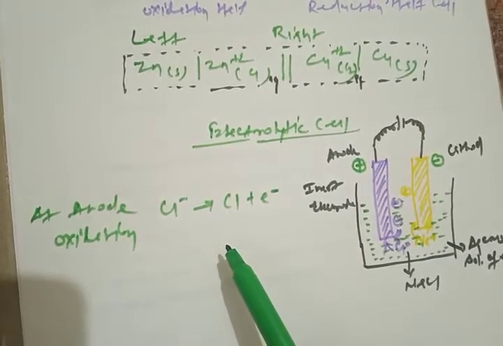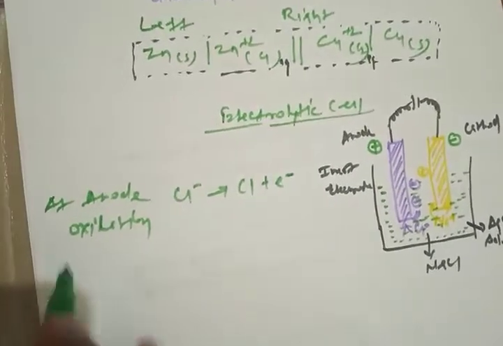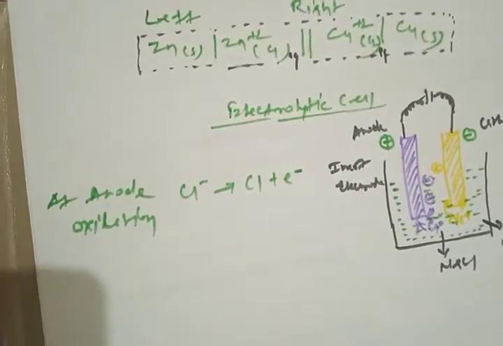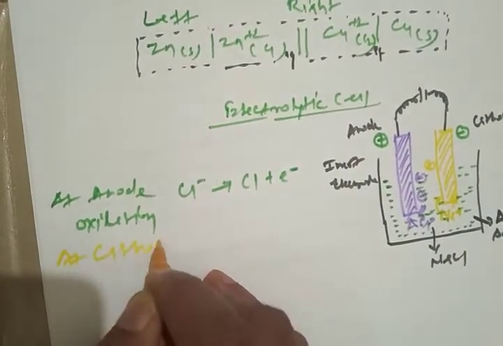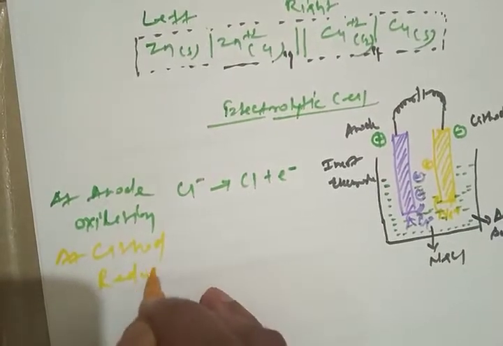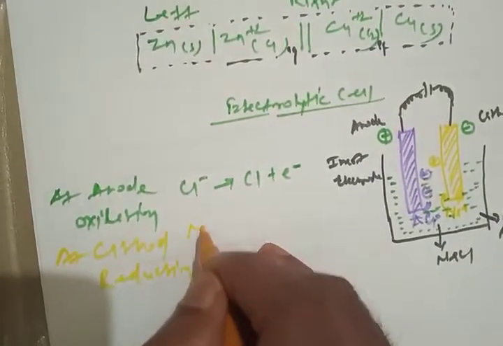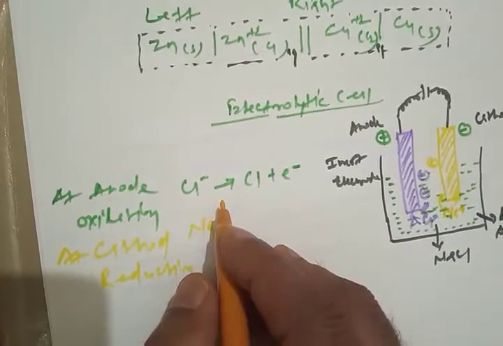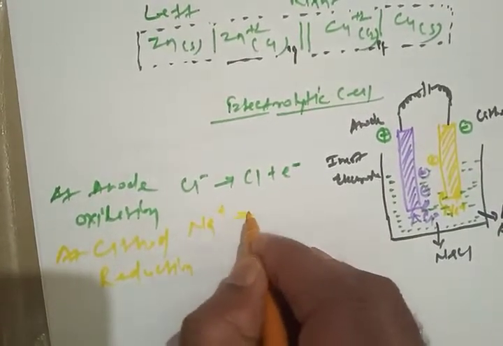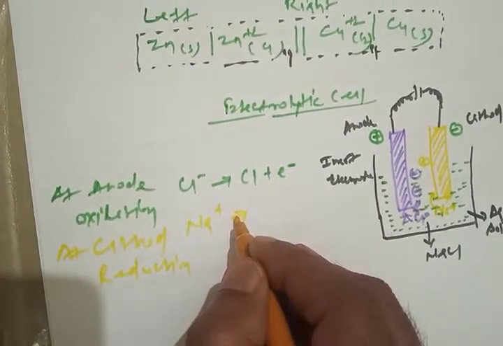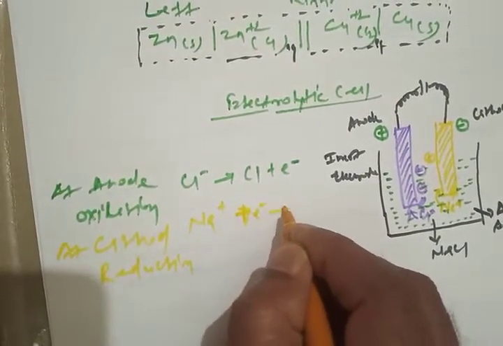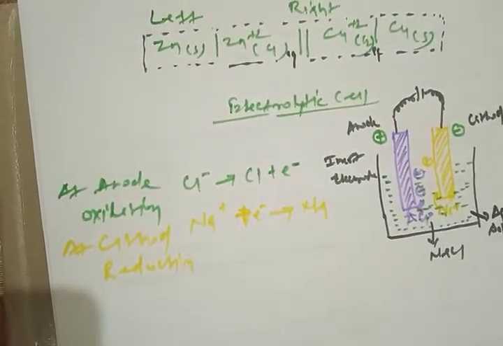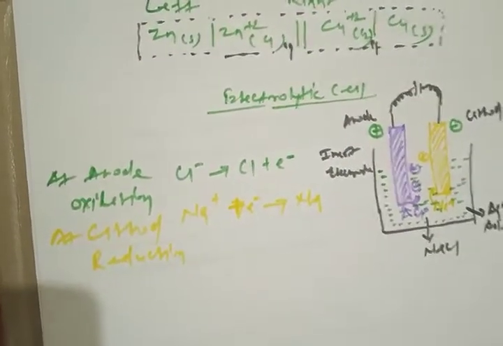And at cathode, what happens? At cathode reduction takes place. So reduction of what? Na plus is there, and this Na plus, by getting one electron, that means plus e, is converted into Na. So this is how the reduction and oxidation take place.